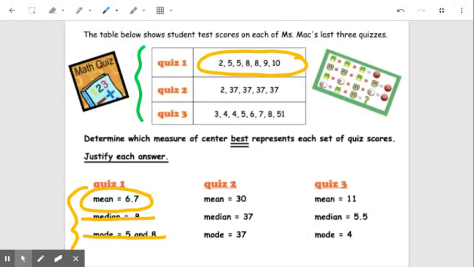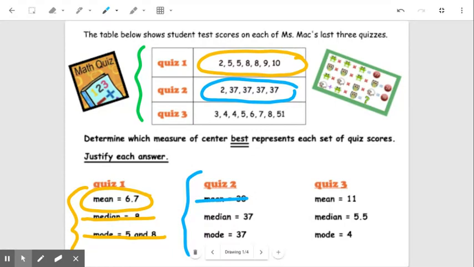Okay, quiz number 2, looking at these numbers and these measures of center. Right away, I notice I have a 2 and a whole bunch of 37s. The 2 obviously throws the mean off because most of the numbers are 37, so it's not that. I could have either the median or mode, and technically either one would be correct, but the mode is what occurs most and it's almost all 37s, so I would choose the mode of 37 as the best.